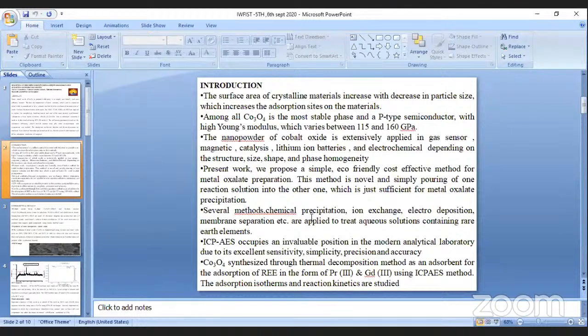Several methods are available, that is chemical precipitation, ion exchange, electrode deposition, various membrane separation, etc. But still we depend on the thermal decomposition method as it is eco-friendly and simply involves pouring one solution into another without disturbing the environment. Then coming to ICP-AES, inductively coupled plasma atomic emission spectroscopy, which is used for the adsorption studies, and Co3O4 synthesized through the thermal decomposition method is used as adsorbent. The rare earth elements we have chosen are praseodymium and gadolinium.